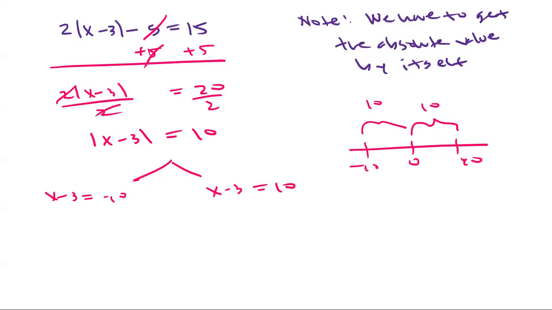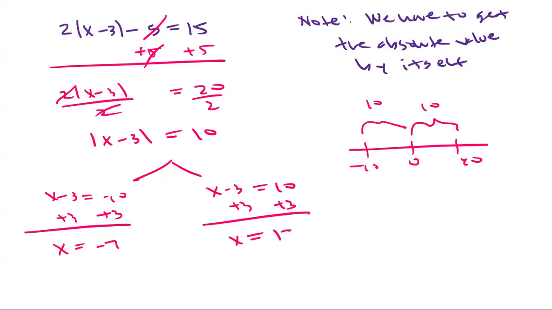That's the rule. We have to have two separate equations. But again, before I can split it, I have to get the absolute value by itself. If I don't, it doesn't work. All right, so then we just solve. Add 3, add 3. So we get x is equal to -7. And x is equal to 13. Those are our solutions there.